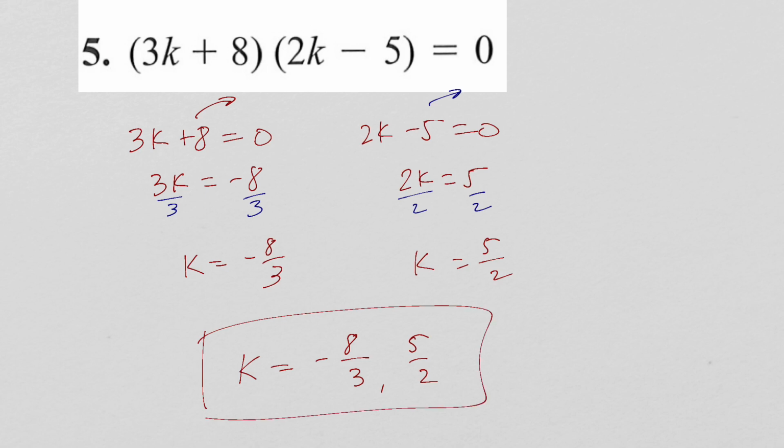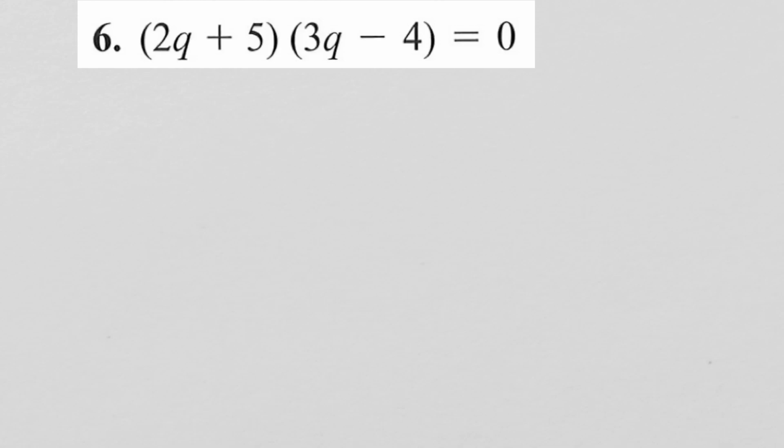Now, the shortcut is it's always the opposite of this and this number over that. So -8 over 3 and +5 over 2. So you don't have to do any of this work. You can jump right from here to here. Okay, I'm just going to use the shortcut.